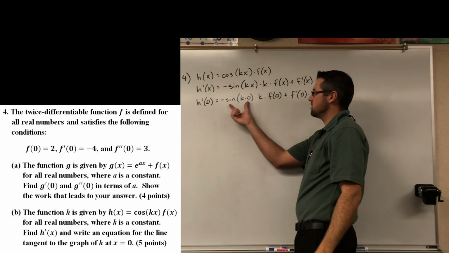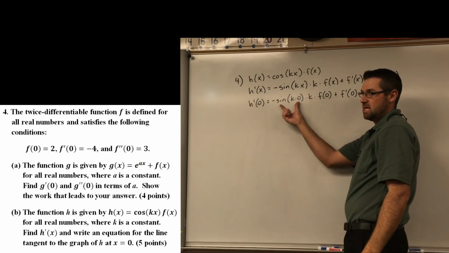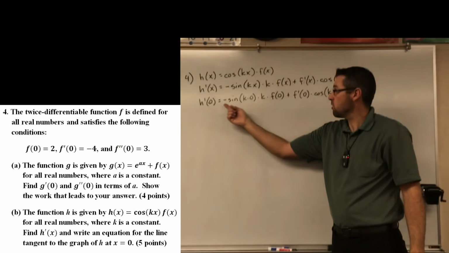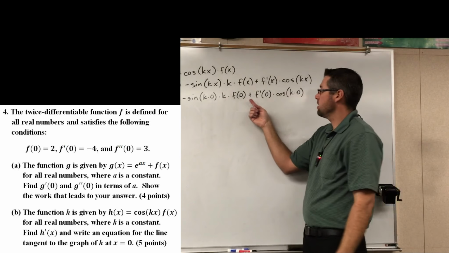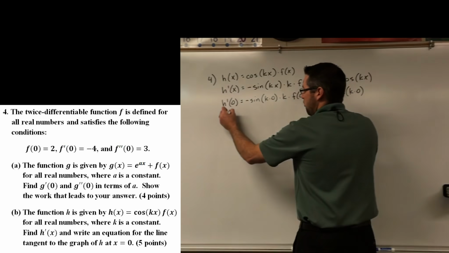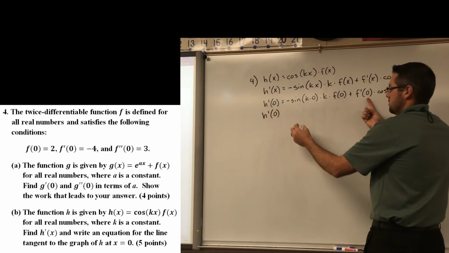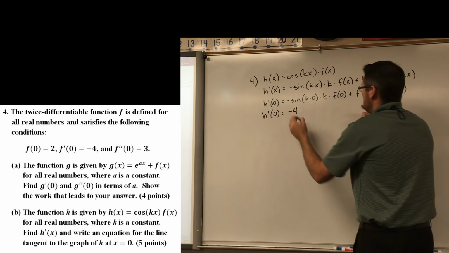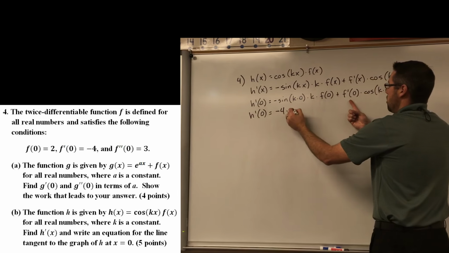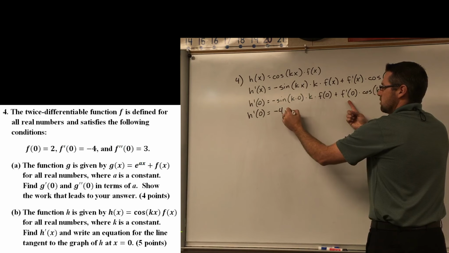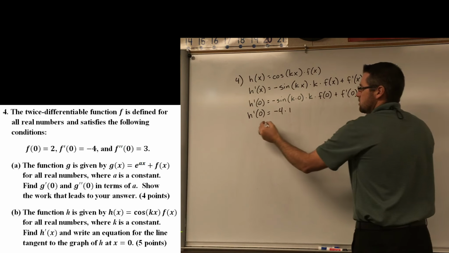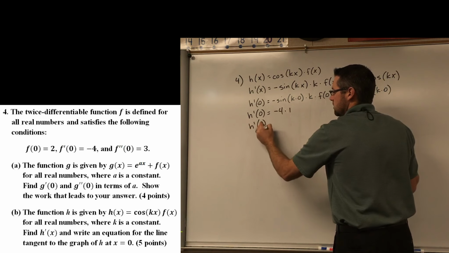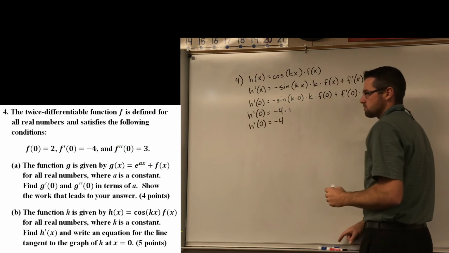What's sine of 0? Sine of 0 is 0. So all of this is gone, right? What's f prime of 0? Negative 4. Times the cosine of 0, which is 1. So h prime of 0 is negative 4.